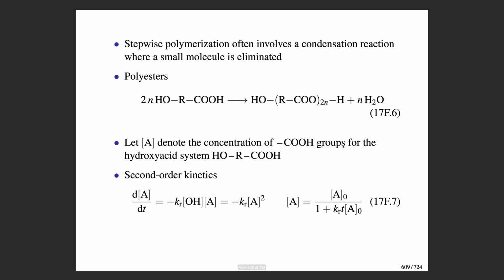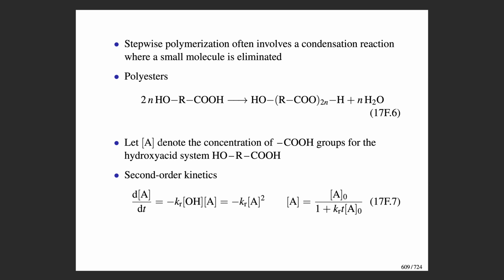Let's start with the stepwise polymerization. We're going to look at condensation, which is a type of stepwise polymerization. Condensation often involves polyesters that react, and the reason it's called condensation is because water is eliminated from the reaction. So these two hydroxy acid molecules will combine, eliminating water, and then the chains get longer and longer.